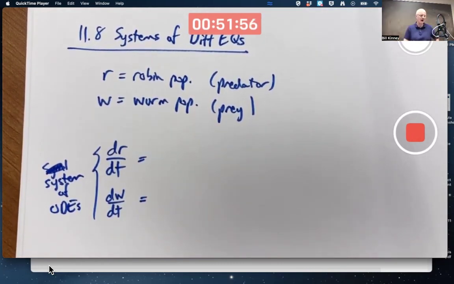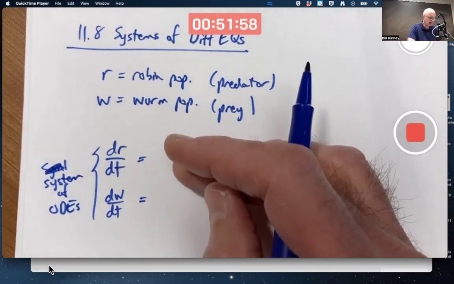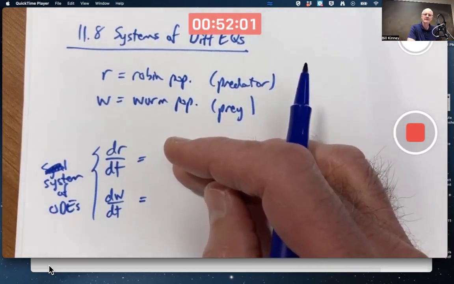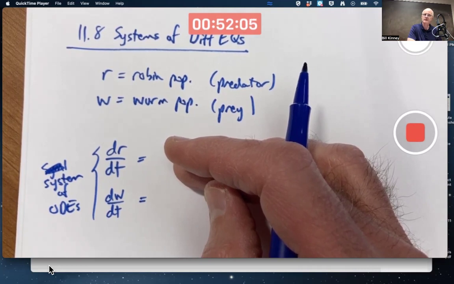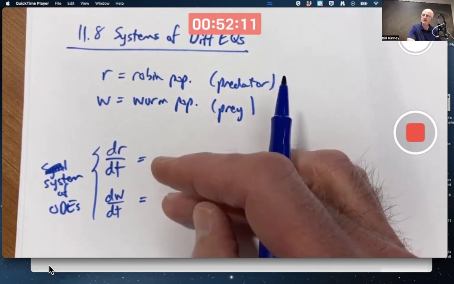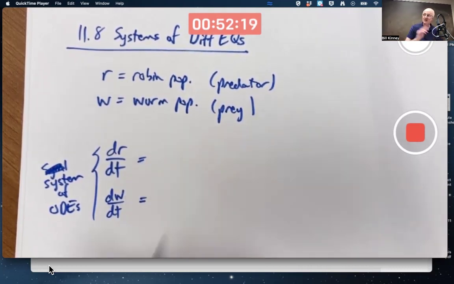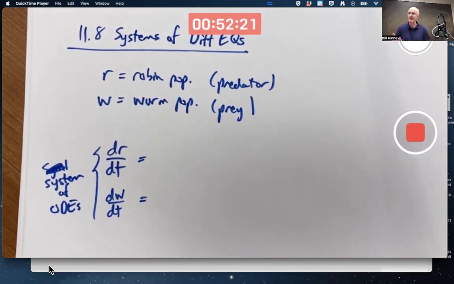Now, one thing you could try is saying, okay, the robins have to have the worms around for food. And if there's no worms, maybe they die off because they only eat the worms. And the worms, if there's no robins, they grow, maybe exponentially, since there are no predators that eat them. And that is the initial assumption that we make here.